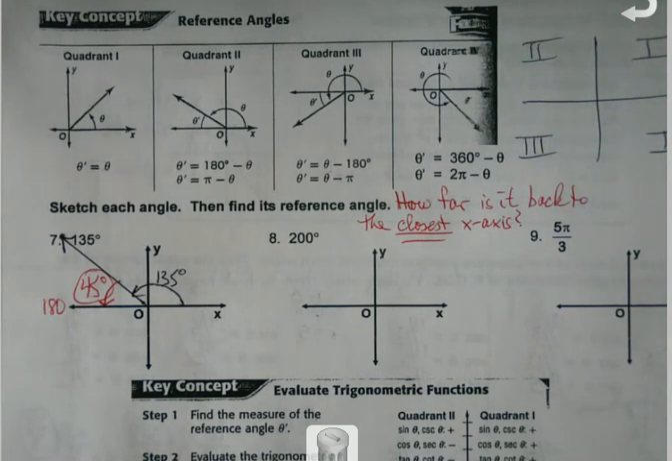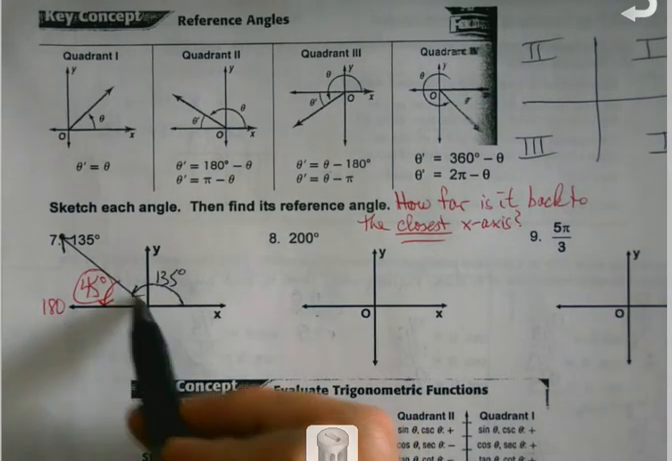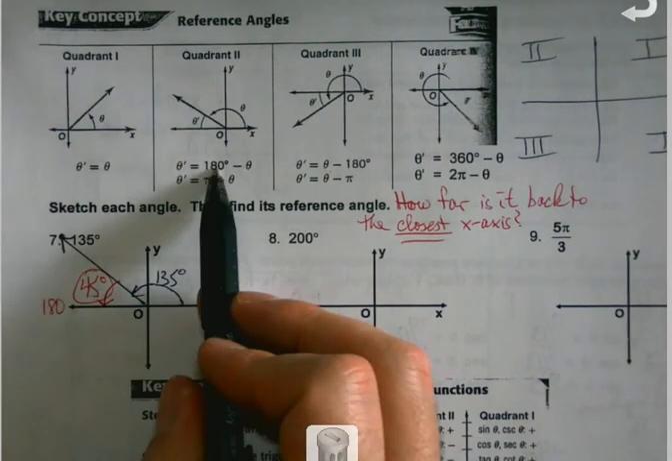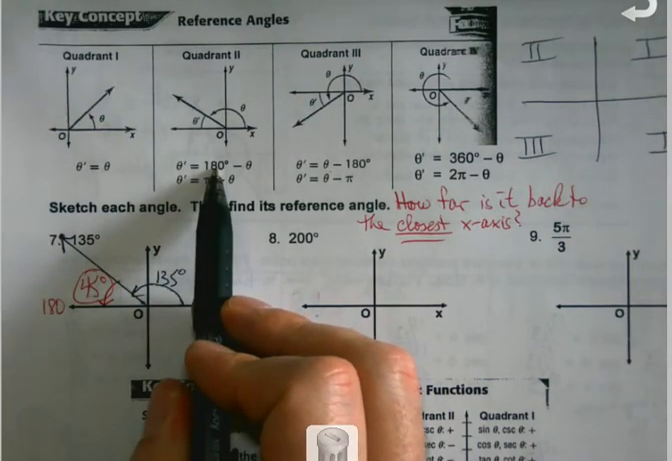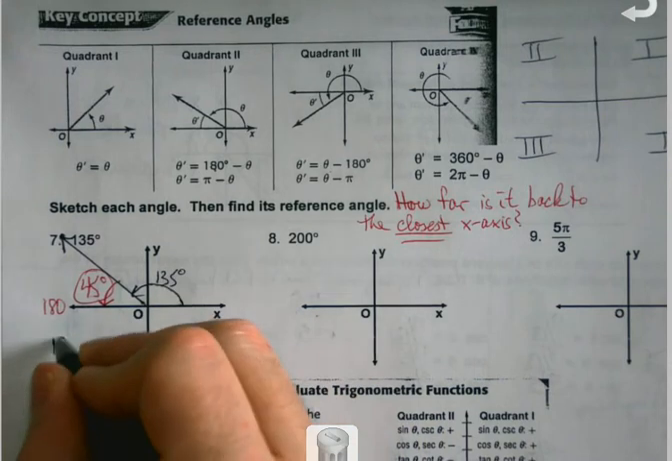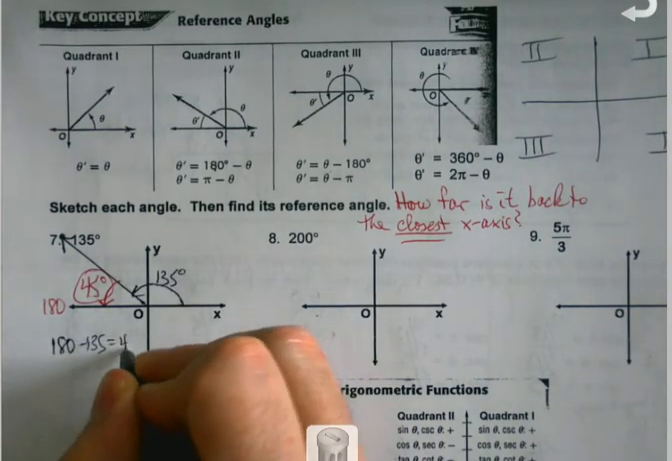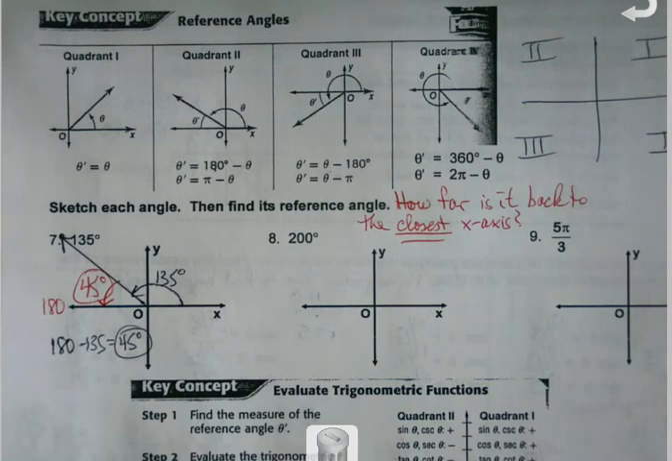Now, if I didn't want to draw a picture, and in a case like this, I wouldn't really have to, understanding that 135 degrees would end up in quadrant 2, I could just use a basic algebra equation here and just say 180 minus the angle in question gets me my reference angle. And I'm done.